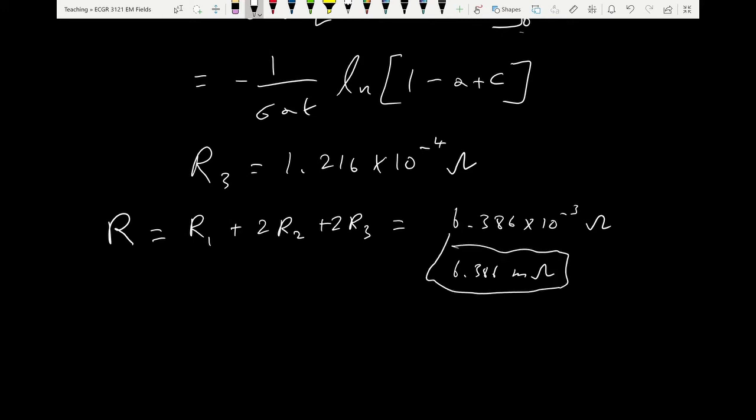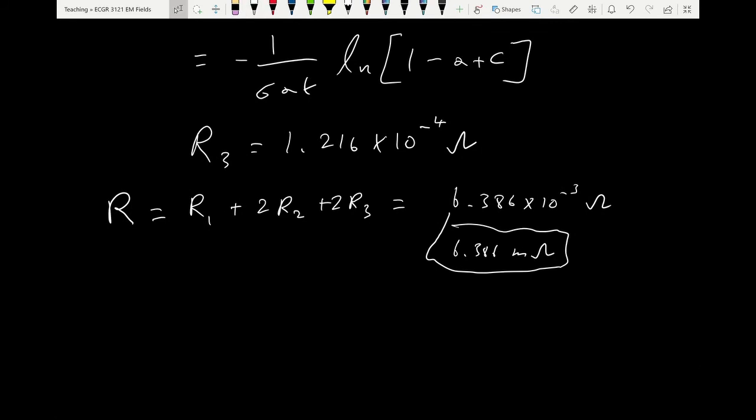All right, and that covers this example. Hope you now have a good understanding of how, when you're dealing with irregular shapes and you want to find the total resistance, you can chop up the irregular shape into smaller parts that you can then sum together in an integral. Okay, this is an important skill to practice. All right.